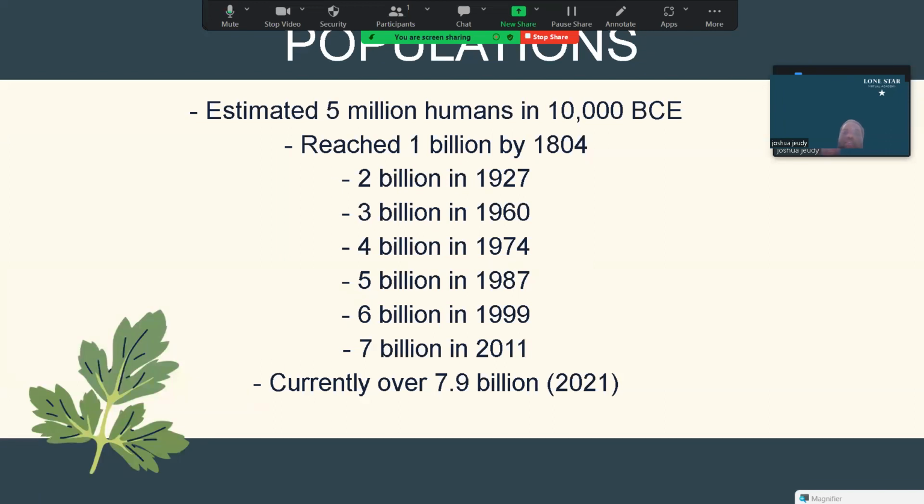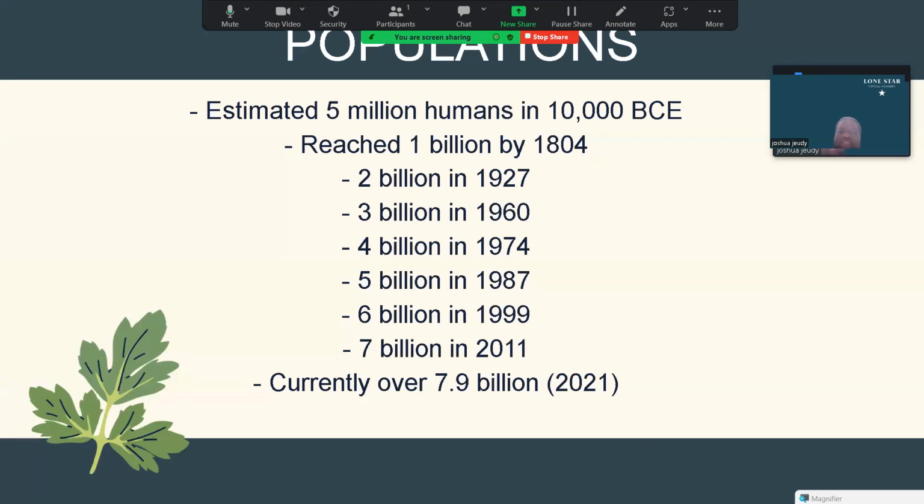Now, here's a distinction. Between 1804 and 2021, we see an increase from 1 billion to almost 8 billion people. So in those in between years, the population increased exponentially. Now, what does exponentially mean? Exponentially means it just goes up straight shot.